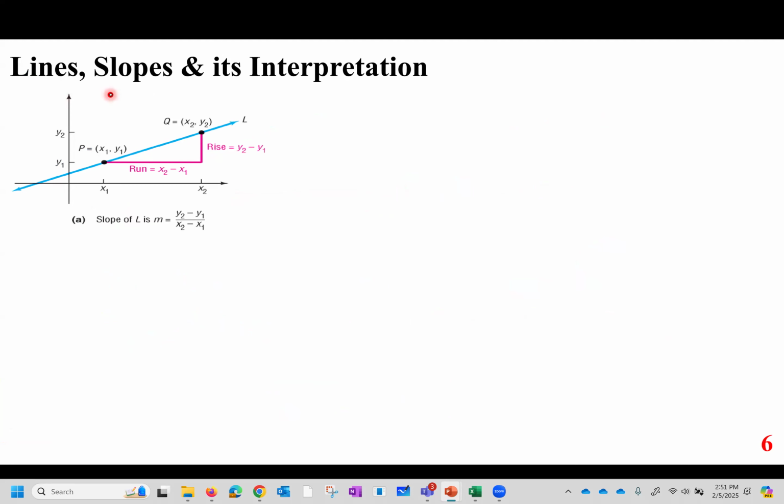Lines, slopes, interpretation of slopes. Slope is defined as rise over run. Rise, y sub 2 minus y sub 1, over x sub 2 minus x sub 1. Another notation is delta y over delta x. This is the Greek letter delta, which refers to change, rise over run. And so this is the formula for the slope.